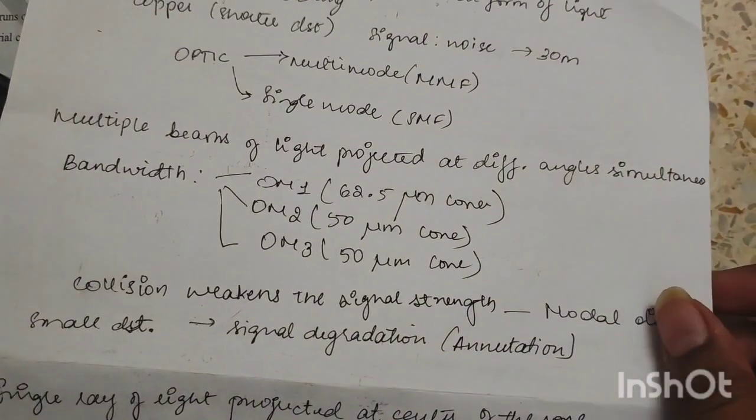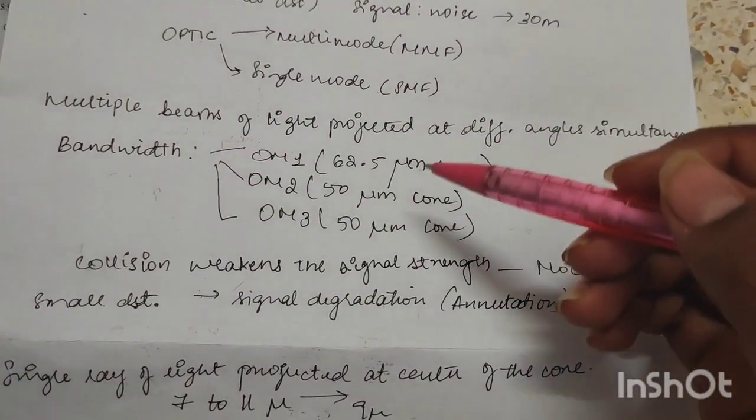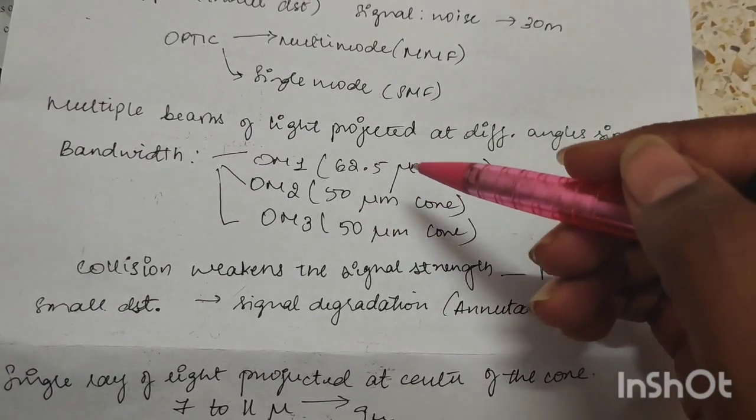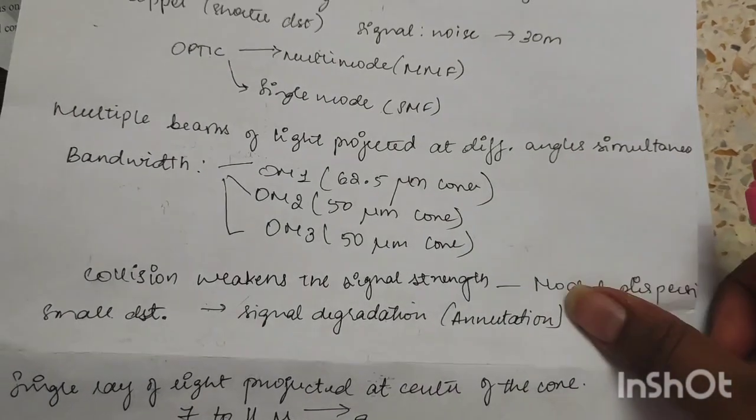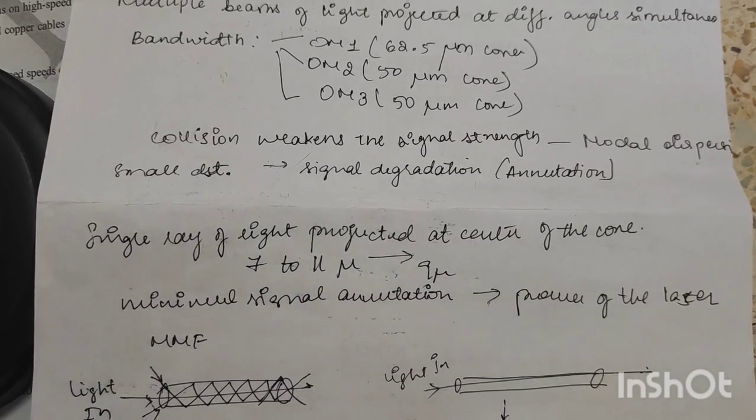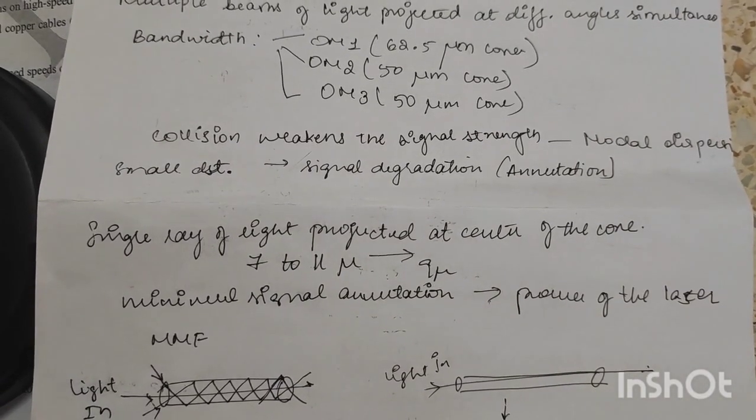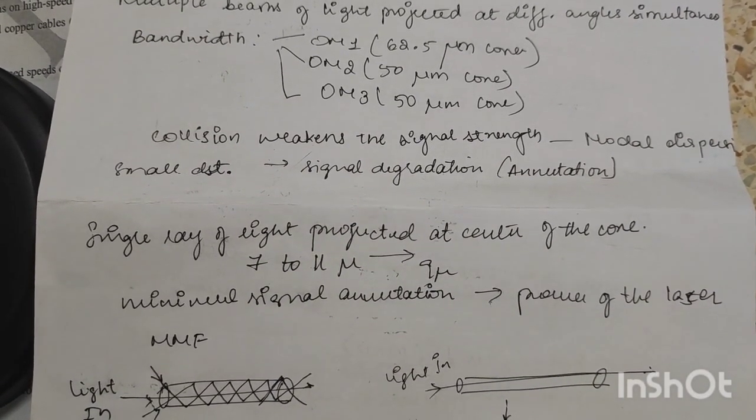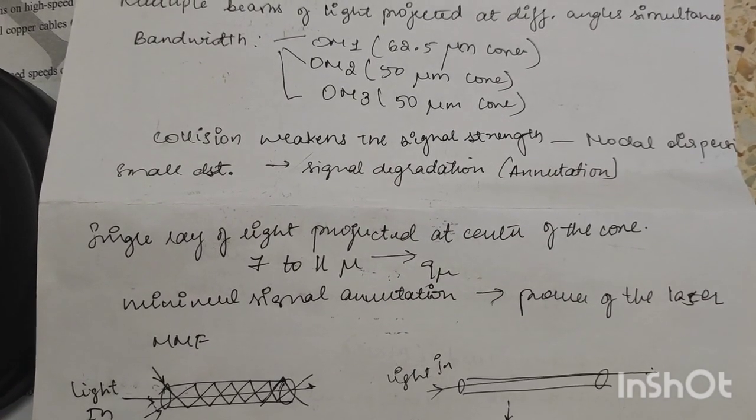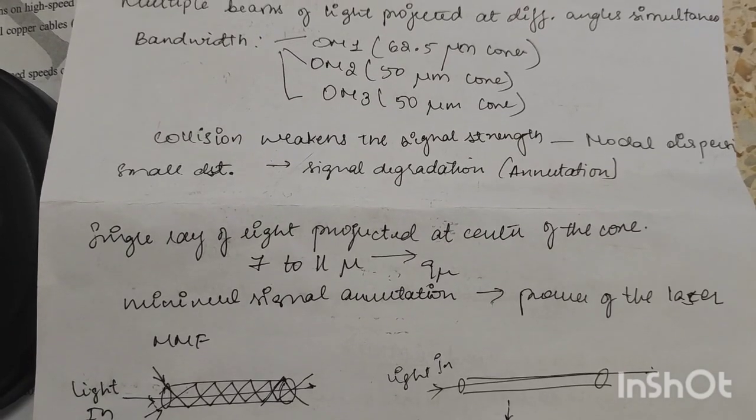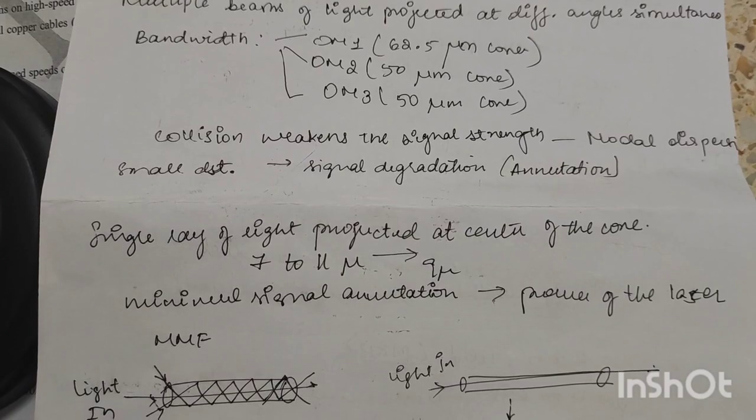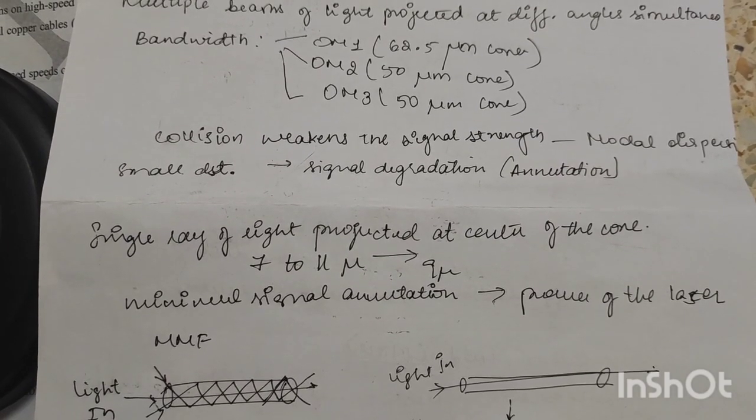These two are of the same micrometers, and then this is of 62.5 micrometers. So that's your bandwidth. Collision weakens the signal, and then modal dispersion is reduced. So your modal dispersion is the amount of data that can be transferred. So for smaller distances, if you have a smaller core, then what happens is your signal gets degraded.